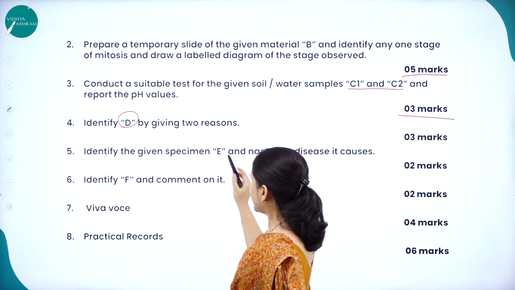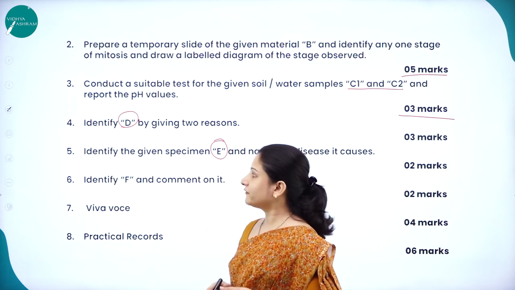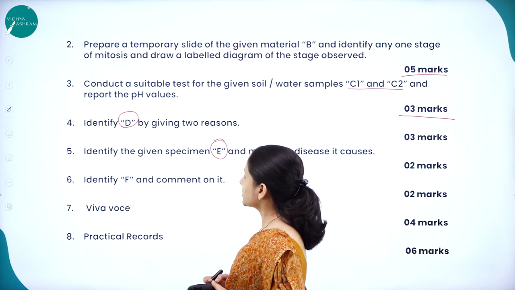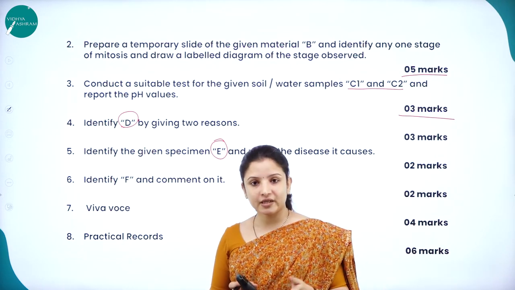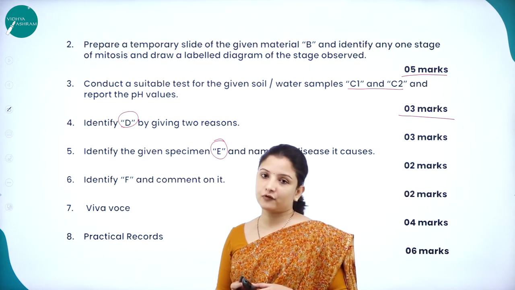Next, question number 5 is experiment E. Again here a specimen. This question number 5 is actually about the disease causing organism. Any specimen can be kept that you need to identify and you need to write 2 reasons for that.